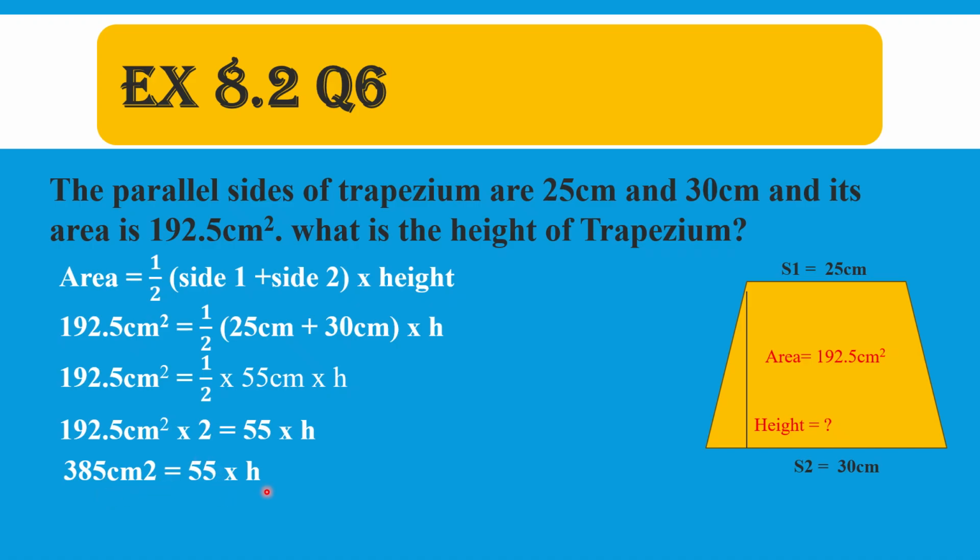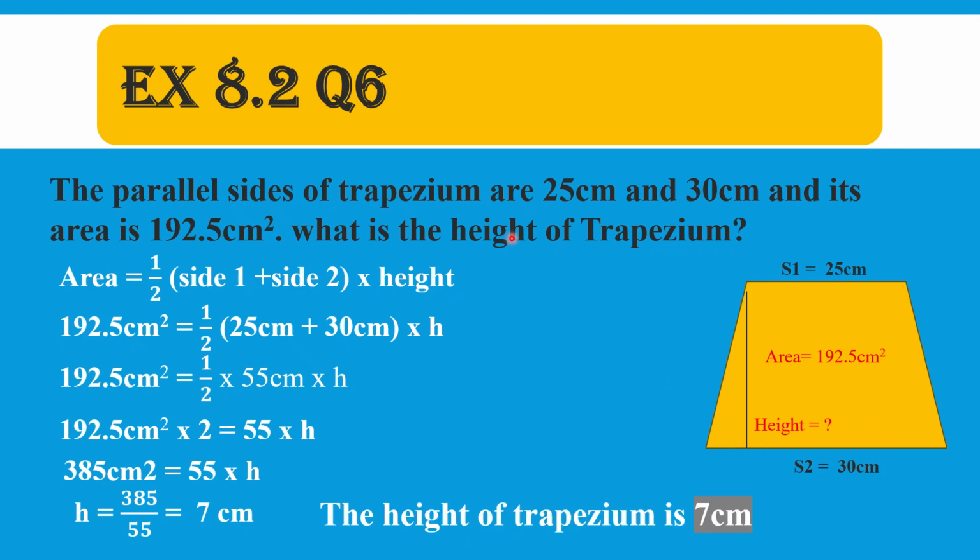Here 55 is multiplied by height and on the other side of the equality sign it will be divided by the area. So let's divide 385 by 55 to get the height. So the height is 7 centimeter. The height of the trapezium is 7 centimeter.